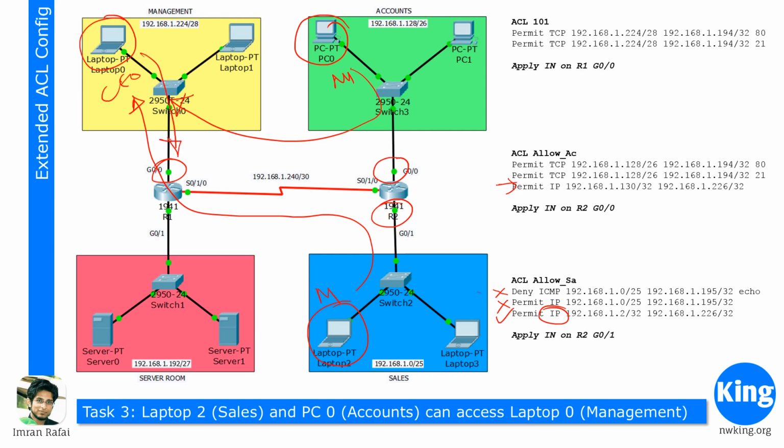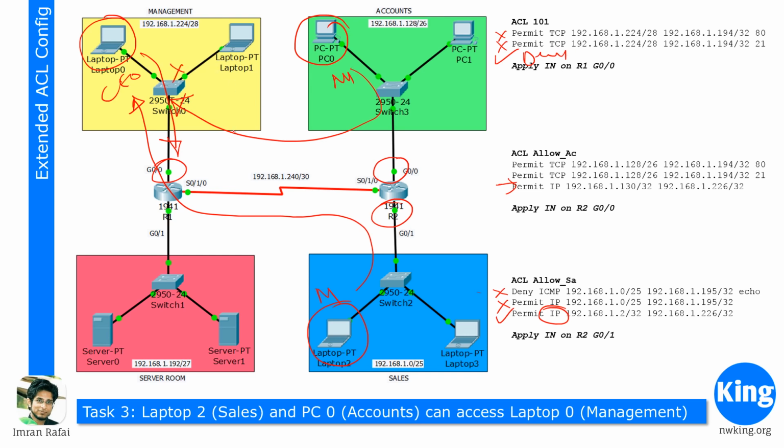When it replies back, ACL 101 will get hit, and ACL 101 will look at the traffic. It says, okay, it's an echo reply coming from laptop 0, that is 192.168.1.226, going to the laptop which is 192.168.1.2, and it looks at the ACL statements. It says, okay, this is not matching, this is not matching, the only thing that is matching is deny. It will block it, right?